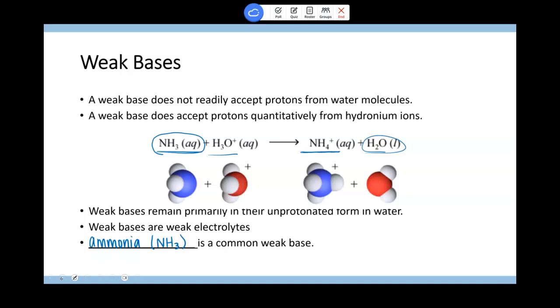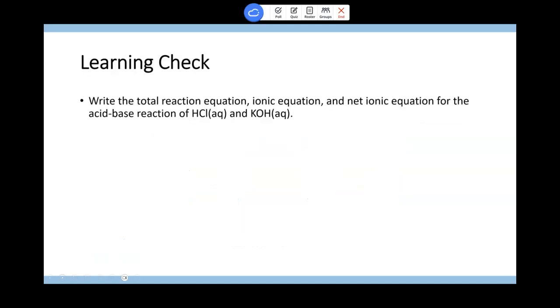Okay, so we can write ionic equations for acid-base reactions. We'll do this one together, and then I'll have you all try the next one. So we're going to write the total reaction equation, the ionic equation, and the net ionic equation for acid-base reactions. We have a strong acid and a strong base. These are both on our list. HCl is a strong acid, KOH is a strong base. So when we do the total reaction equation, we start with our aqueous compounds.